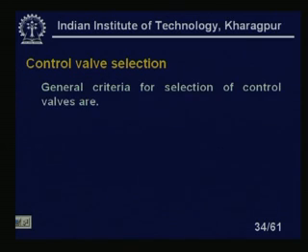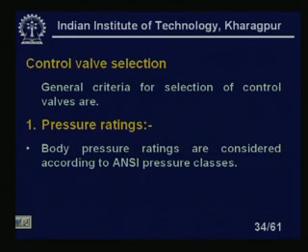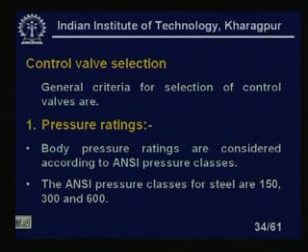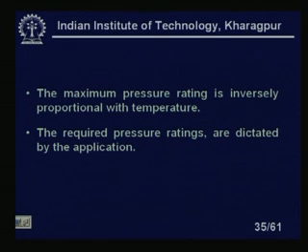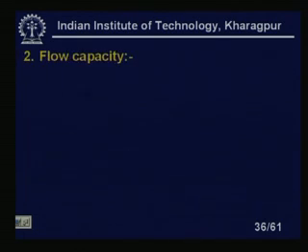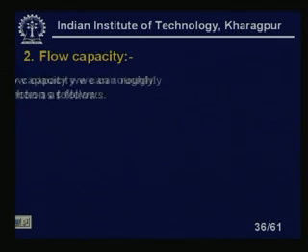Control valve selection. General criteria for selection of control valves are the pressure rating, this is most important. Body pressure ratings are considered according to the ANSI pressure classes. The ANSI pressure classes for steel are 150, 300 and 600. The maximum pressure rating is inversely proportional to the temperature. The required pressure ratings are dictated by the application. Flow capacity or the range of the valve, that is also important.